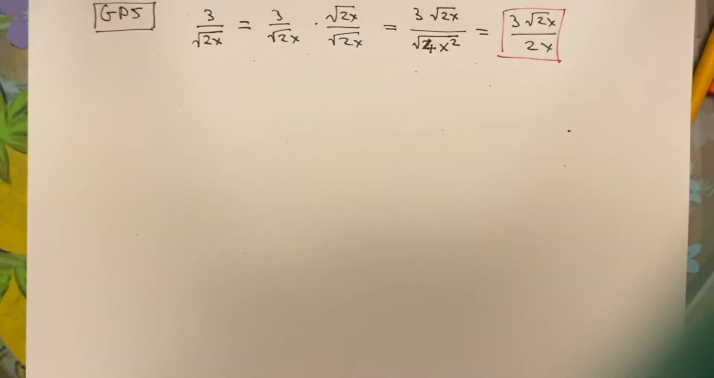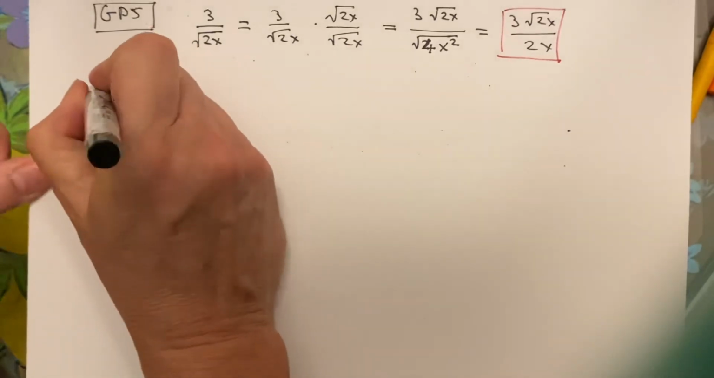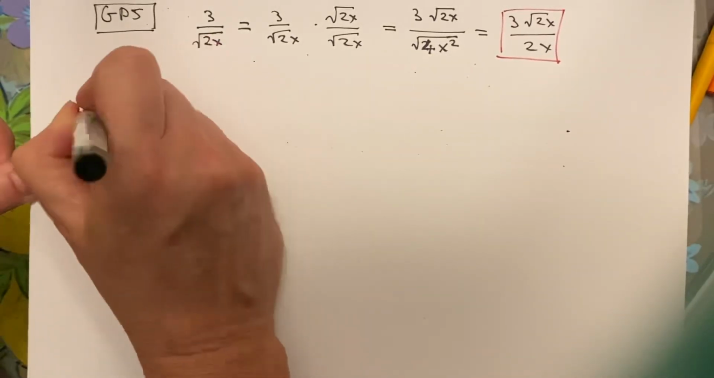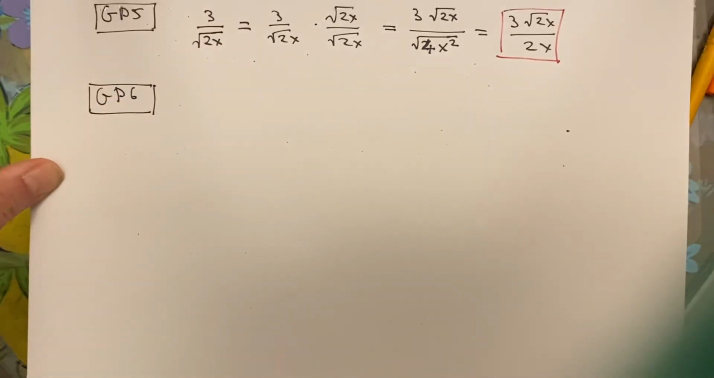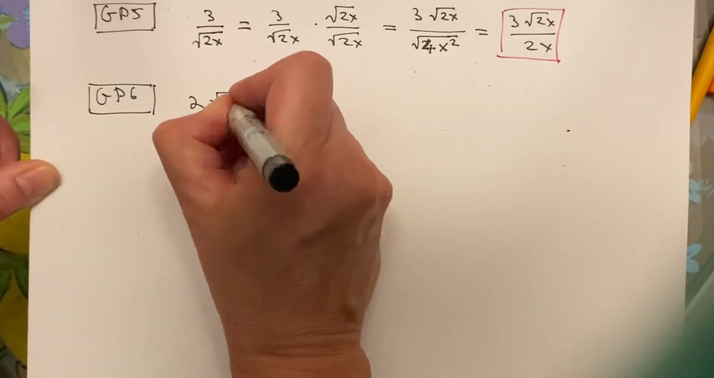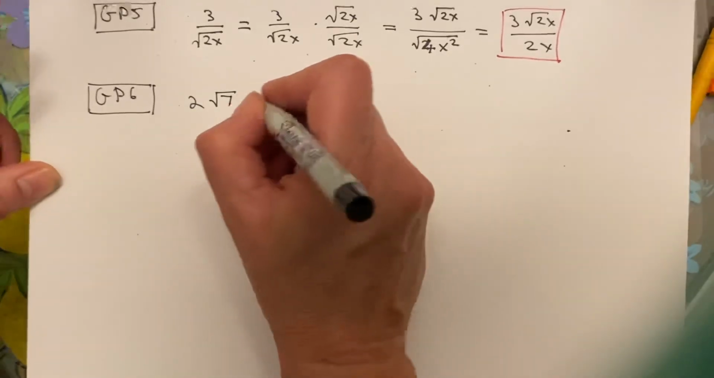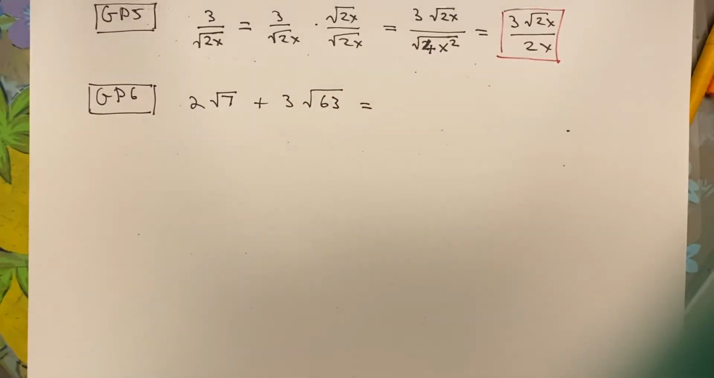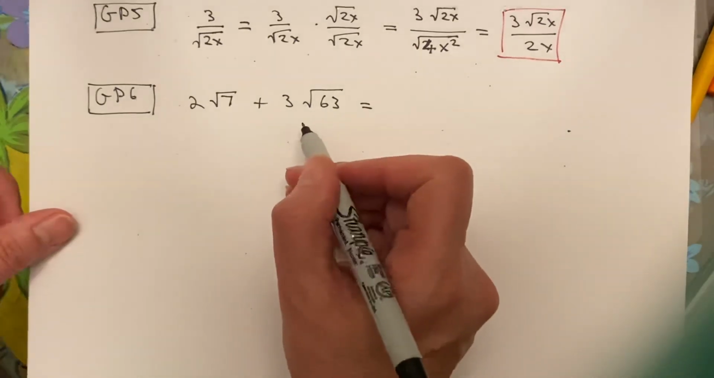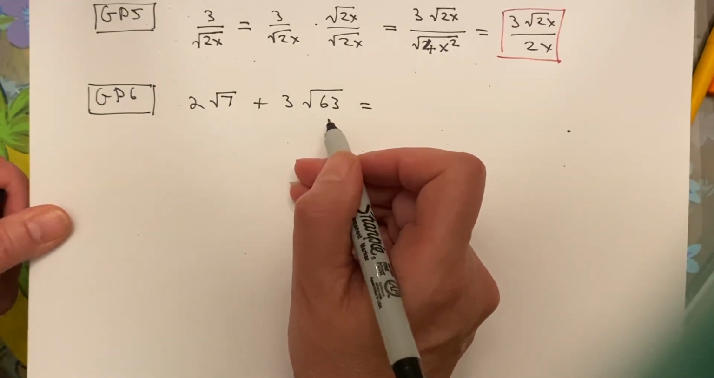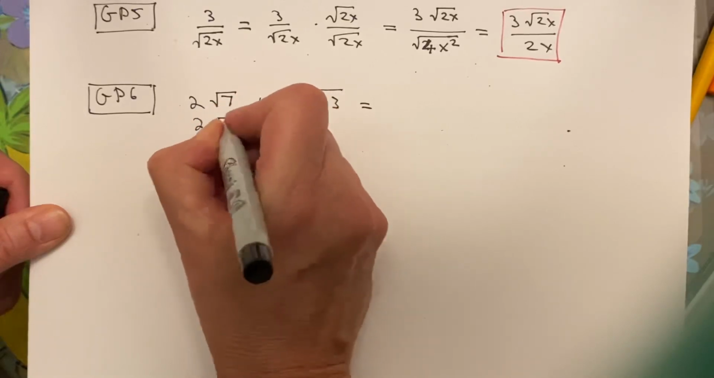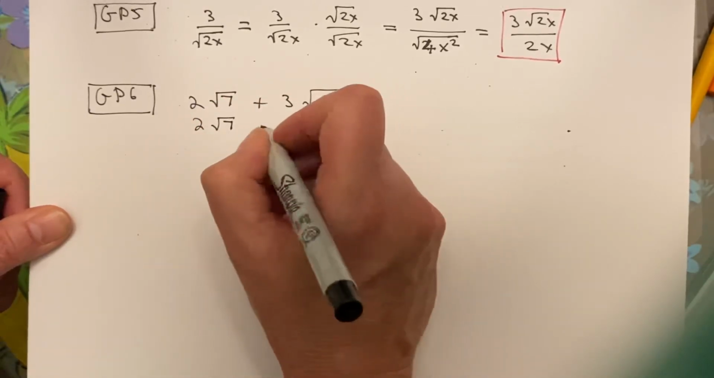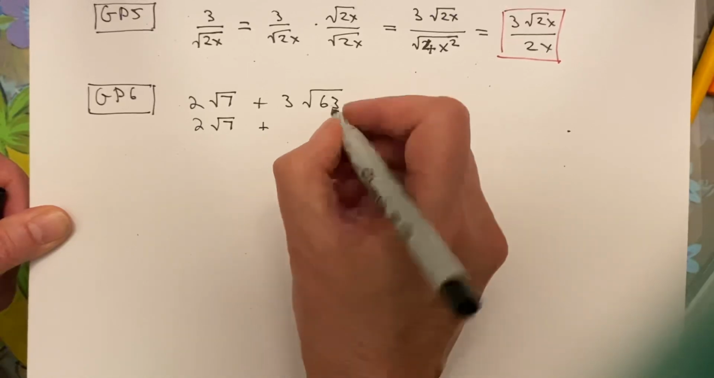Okay, now then let's look at guided practice 6, which is a practice of adding and subtracting radicals. That is 2 square root of 7 plus 3 square root of 63. And just like the last example, which was example 5b, you can see that 3 square root of 63 is not as simplified as it can be. So I'm going to copy 2 square root of 7 over because that can't be made any simpler. And let's see what I can do with square root of 63.